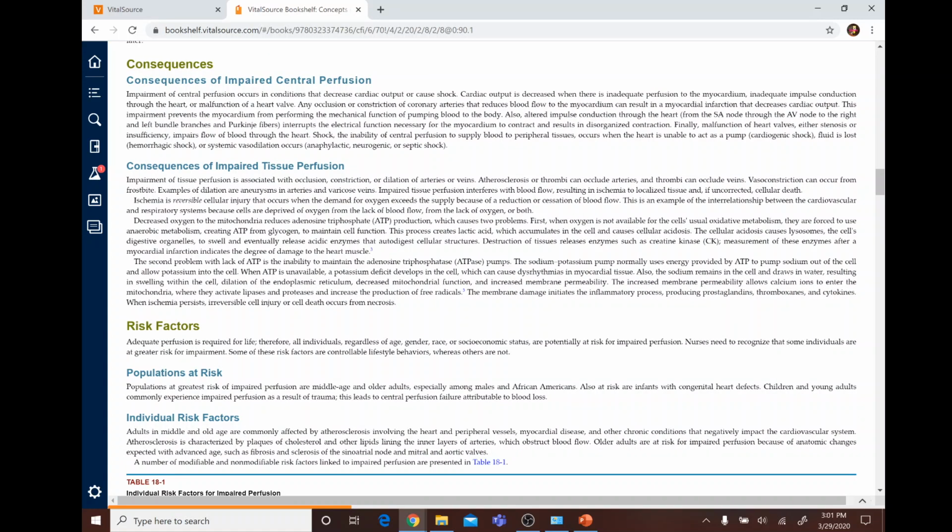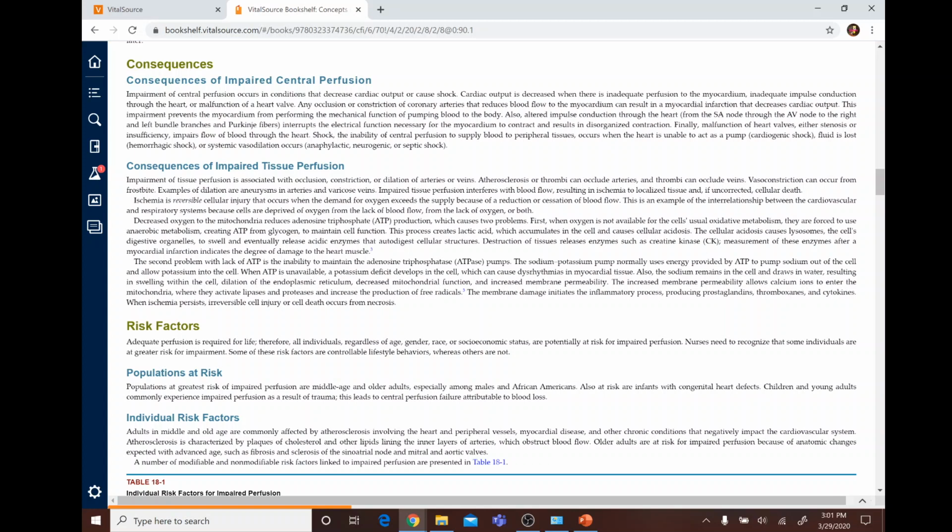So along with these being impaired, obviously if something's impaired, you're going to have something that happens over the long run. It can lead to decreased cardiac output or cause shock if you have impaired central perfusion. Cardiac output is decreased when there is inadequate perfusion to the myocardium, inadequate impulse conduction through the heart, or malfunction of a heart valve. Any occlusion or constriction of coronary arteries that reduces blood flow to the myocardium can result in an MI, which decreases cardiac output.